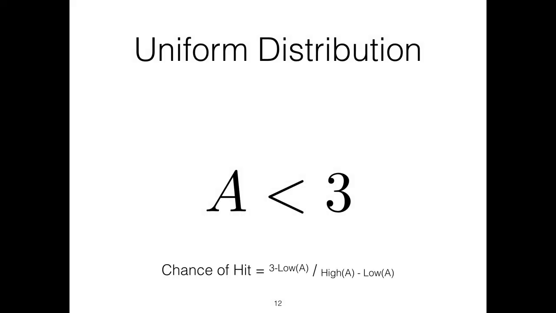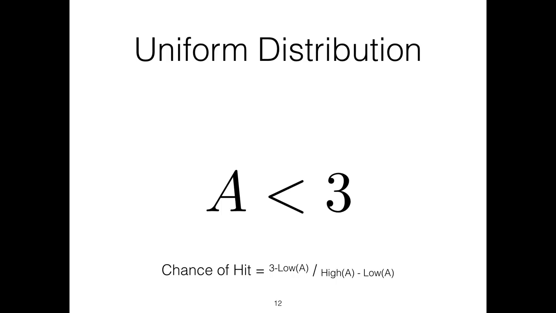So the chance that I'll hit a value of A that is less than 3 is just 3 minus the lower bound divided by the total range. So this works pretty much the same way that it does in the integer case. I need the fraction of the space that satisfies the predicate, divided by the total size of the space.